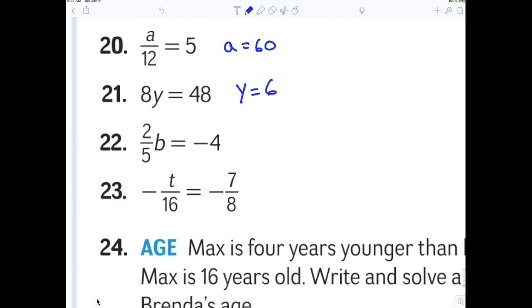Now the next one's kind of tricky because we have to remember, how do I undo a fraction? I had a question. Tell me. On number 20, how do you get 60? What I want you to tell me is, what does that fraction bar mean to you? Division? So how do I undo division? Multiplication? You multiply 12 times 5 and got what? 60.